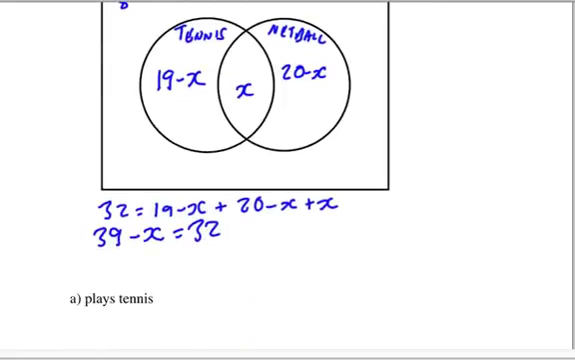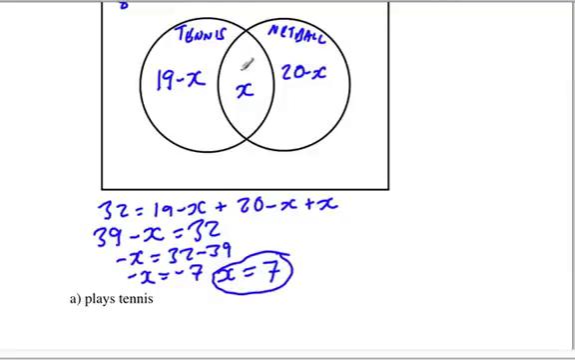So now what we can do is subtract 39 from both sides, and you get negative X is equal to negative 7, so X is equal to 7. So if we sub in here, we know the number that play both is 7. And we know then that 13 must play just netball and 12 just play tennis.